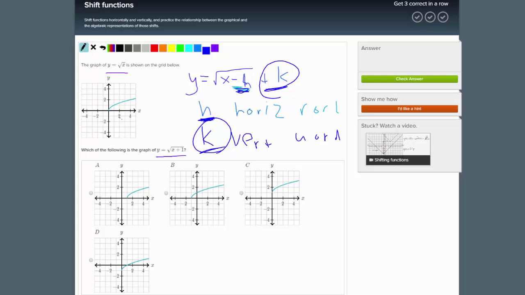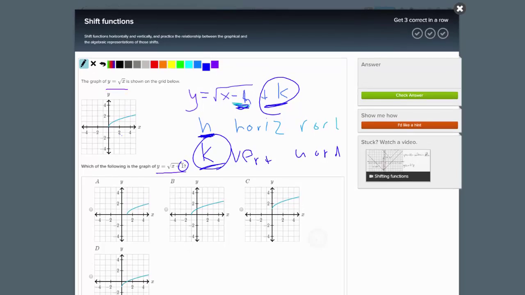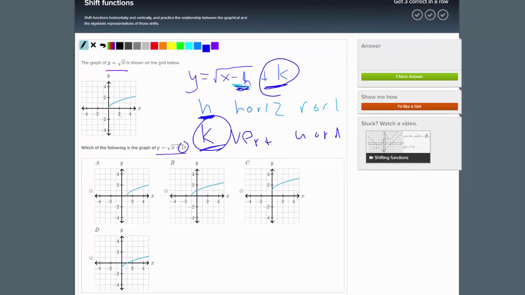We have x plus 1, that's an h, right? So that is a horizontal shift. And remember, I changed the sign of it, so it's going to be a negative 1 horizontal shift. Negative 1 means left 1. So which one of these shifted from here, left 1 to here? Looks like this one right here, B did.